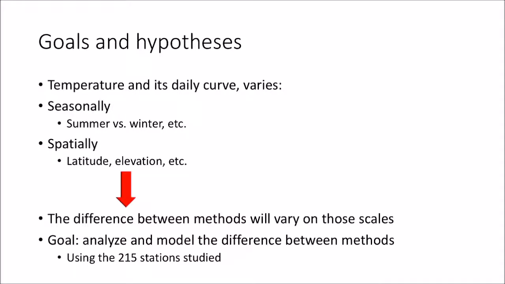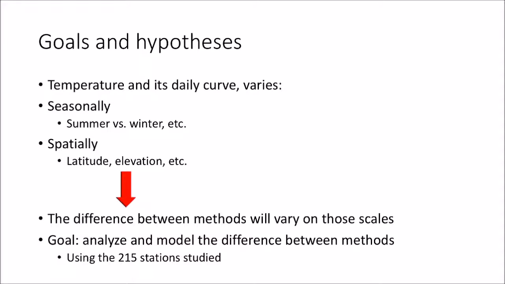And the general goals and hypotheses, so basically teasing this out in this first little part here. We know that temperature and its daily curve vary seasonally. Of course, we have a much different range in temperature and nature of the temperature curve in the winter versus the summer, etc. And spatially too, you know that latitude and elevation play a big role, not only in the actual temperature, but also in how it can change throughout a given day.